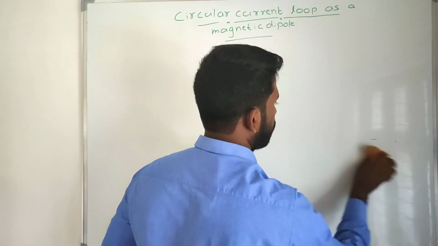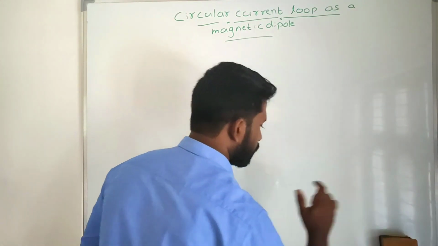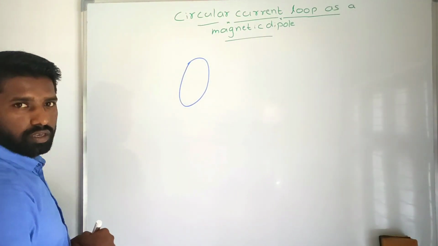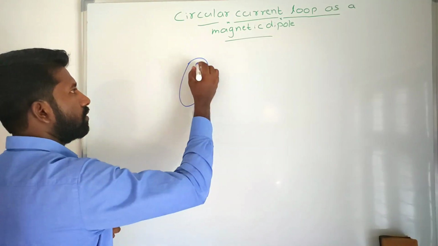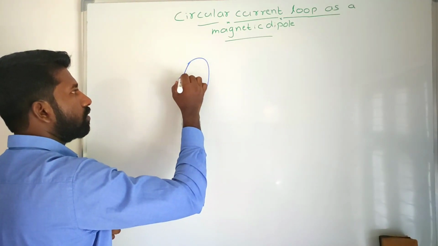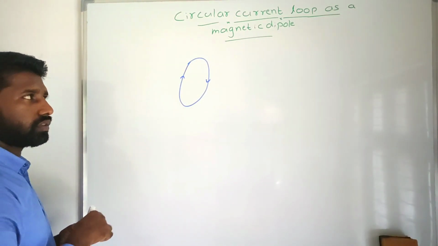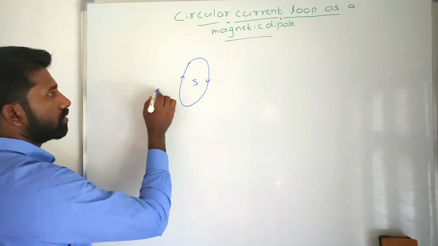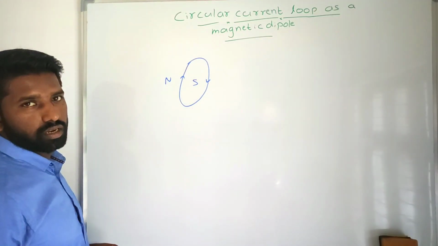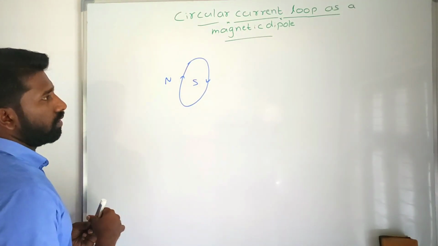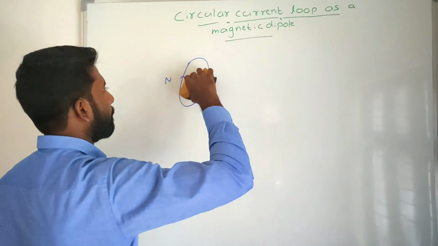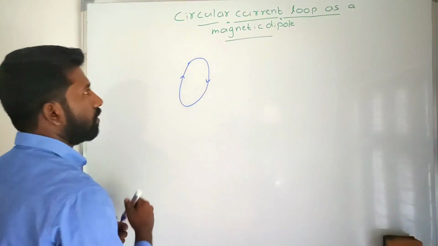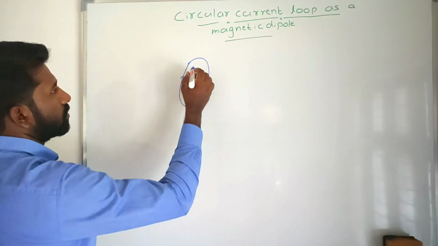Okay, behavior. So I consider a circular loop like this. Okay, if the circular loop is like this, here the current is going like this. This side acts like a south pole, and this like a north pole, and this side acts like a south pole. Okay, clear? This behavior of the magnetic field, we have to find it.